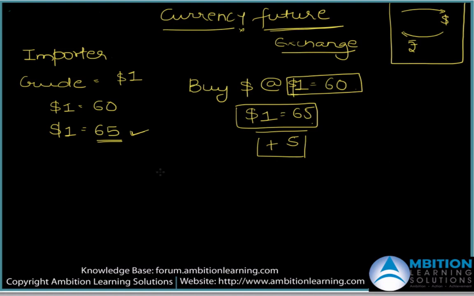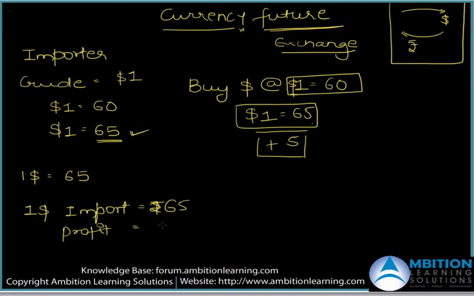So what happens in this case is, when $1 is 65 and I am doing $1 worth of import, how much will I have to pay? I'll have to pay 65 rupees. But what is the net cost to me? The net cost is 60 rupees, because I have made a profit of 5 rupees by trading in the futures. I paid 65 to the person I imported from, but on the futures contract I made 5 rupees. So what is the net for me? The net for me per dollar is 60 rupees.